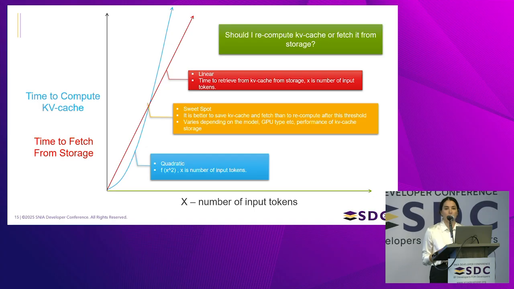A sweet spot. And beyond that sweet spot, at least in most cases, it's going to be beneficial to read that data from the KV cache. This sweet spot, unfortunately, is difficult to pinpoint, because it's going to depend on how fast your GPUs are and how fast your read throughput is.